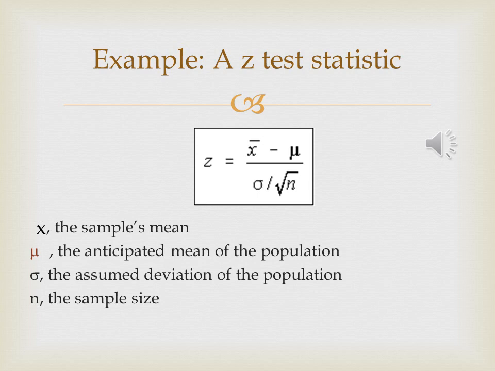Can you see how the z equation pulls together a number of different concepts? Pulls together the sample mean, the expected mean of the population represented by that mu, the variance in the population, which is represented by the sigma, and the sample size, which is represented by the lowercase n, and then takes them and summarizes their relationship into a number we call the z statistic.